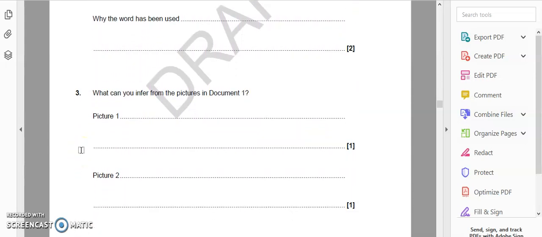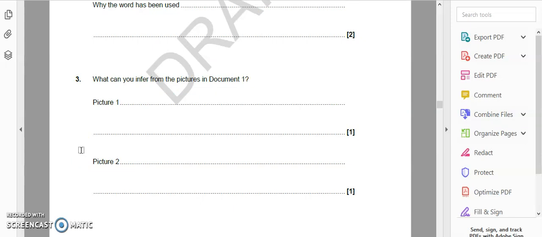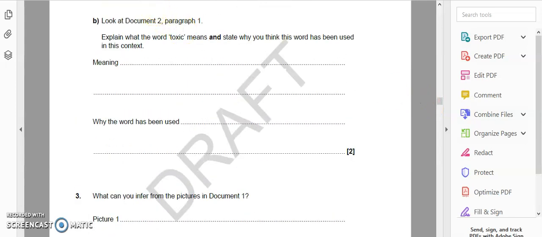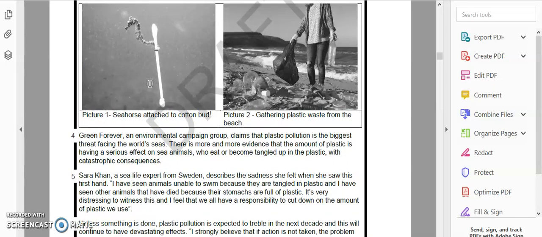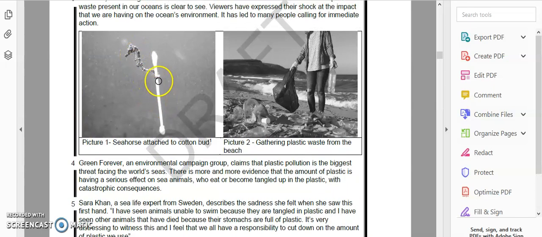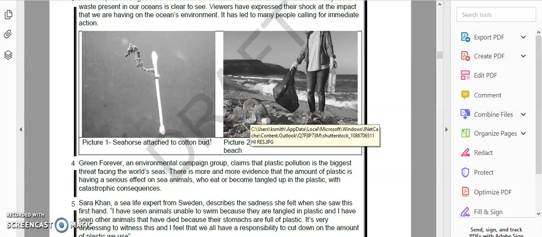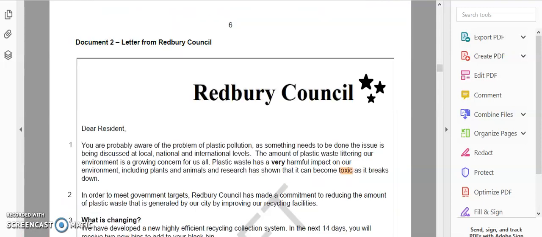Now, question 3 is about inferring from pictures. So you'll remember when we looked at inferred meaning. Inferred meaning is, of course, stuff that's not immediately stated, so it's stuff you have to do a bit of thinking about. In this case, we're inferring meaning from pictures. So let's have a look at the pictures in question. So we've got two pictures here. We've got a seahorse attached to a cotton bud and people gathering plastic waste from the beach. Pause the video and think about what you could infer from these pictures.